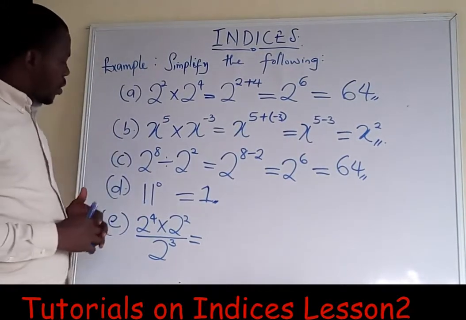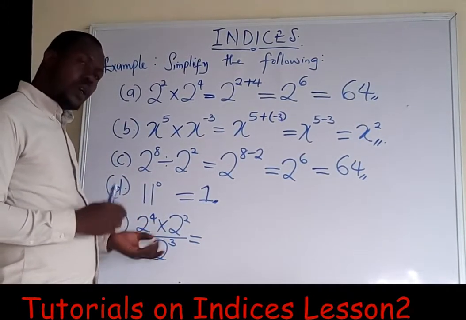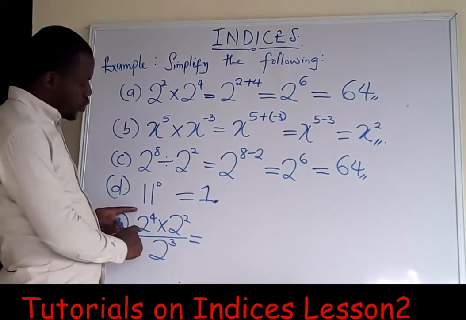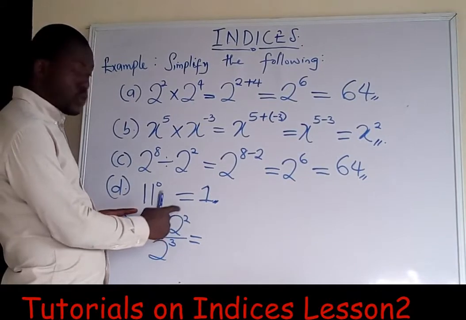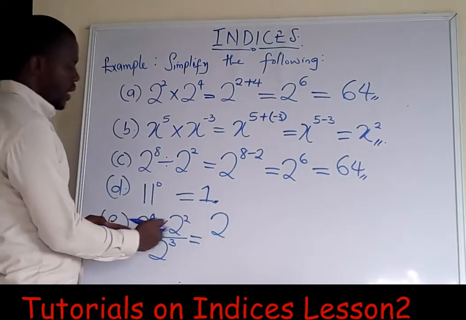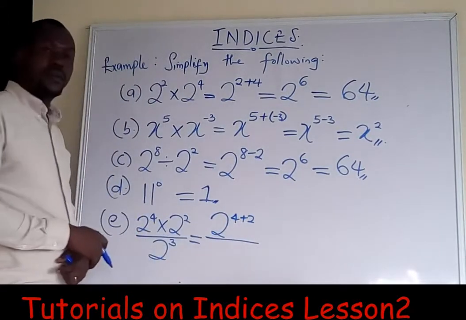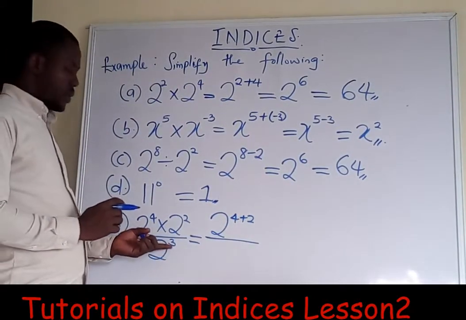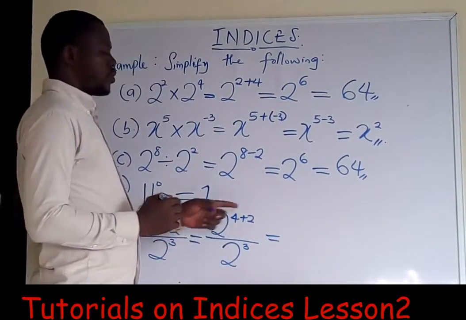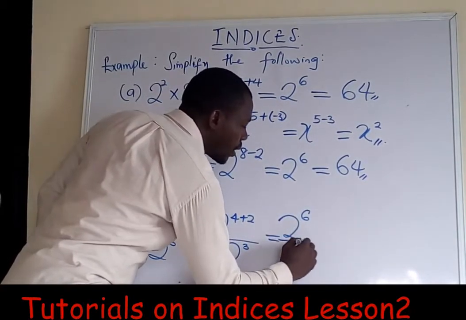We have a combination of rules here. We have a numerator and a denominator. The first thing we need to do is solve the numerator, which is 2 raised to the power of 4 multiplied by 2 raised to the power of 2. Since we are multiplying, we add 4 plus 2 over 2 to the power of 3. That is 4 plus 2 is 6, so we have 2 raised to the power 6 over 2 raised to the power 3.